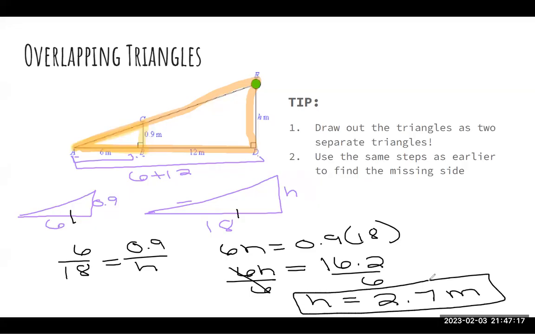Again, make sure to write your units. We knew it was meters since there's a meters in each one of these. So our unknown side is 2.7 meters.